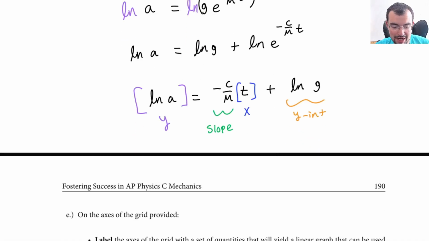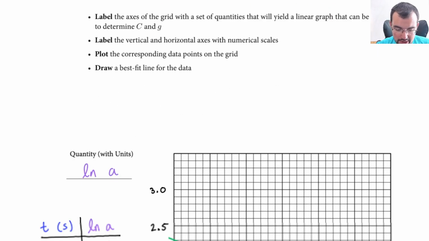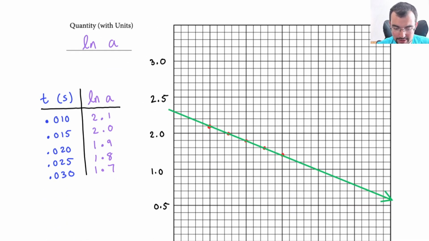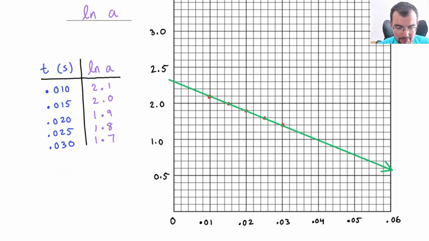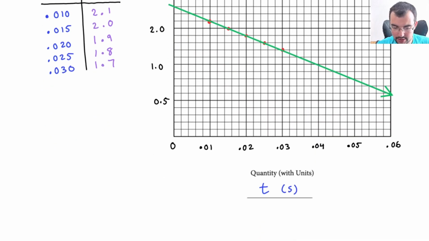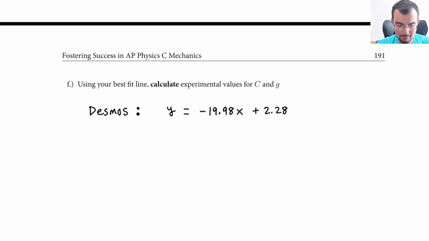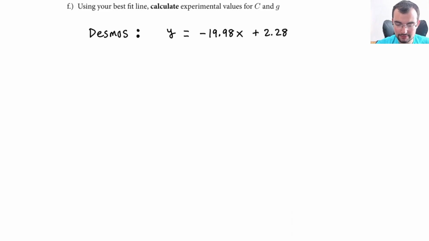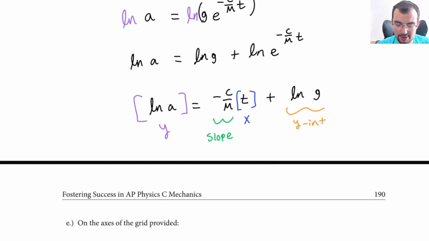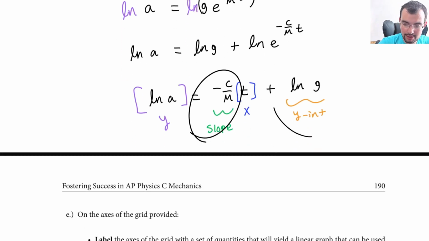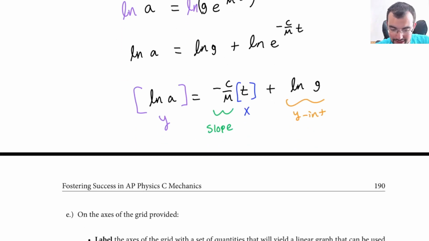So of course we did the mining off camera. This is weird because it actually has a negative slope and a y-intercept. So this is what I got when I graphed ln of a versus t. And this is what Desmos got. So now we can solve not only for the drag constant c, but also g. So if you're asked to solve for two things from a linearization, that means you're probably getting a slope and a y-intercept and have to do stuff for each.